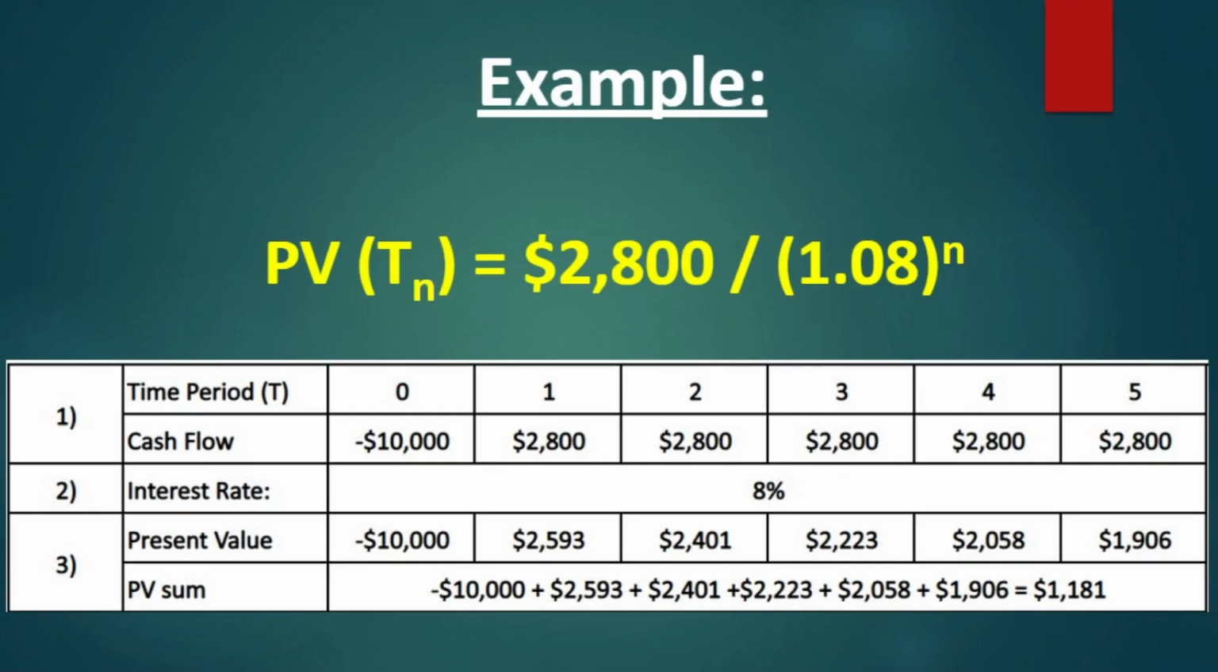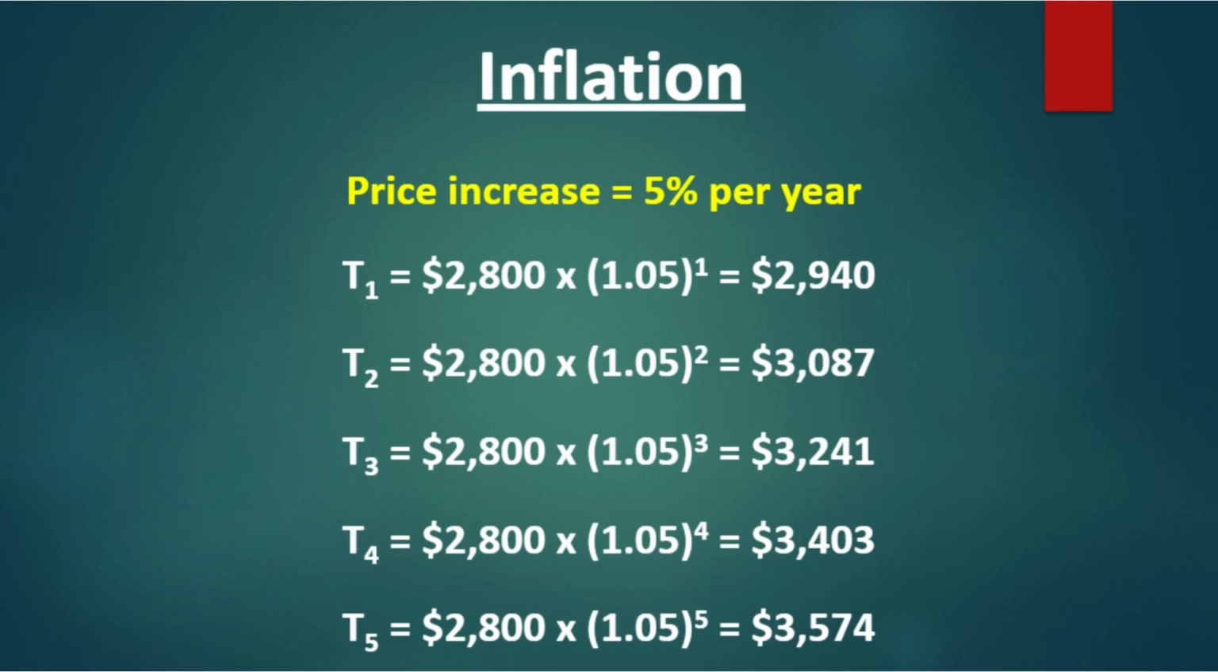Now, let's imagine to have an annual benefit of $2,800 for 5 years. We follow the same steps, and finally, we get a positive return. In other words, with a discount rate of 8% and an annual benefit of $2,800 for 5 years, our investment opportunity is better than other opportunities carrying similar risks, that is exactly $1,181 more profitable.